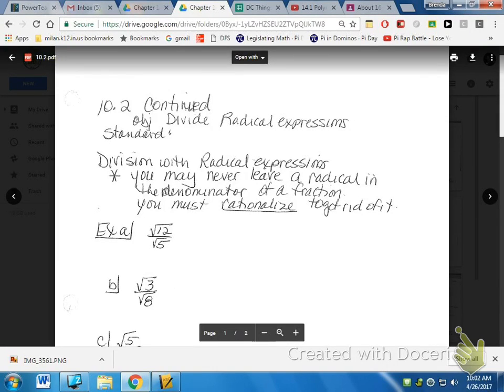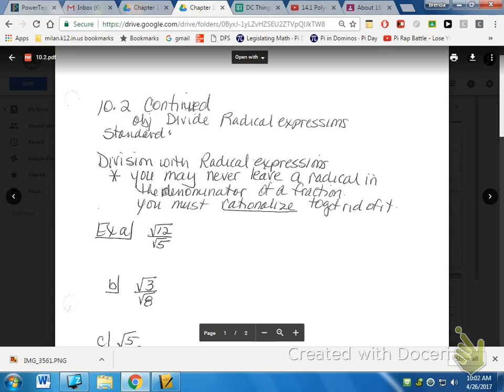Lesson 10-2 continued, and we are dealing with radical expressions. We're simplifying radical expressions. So this is day 2. Today's objective is to divide radical expressions. Yesterday we were simplifying and multiplying. Today we do division. Okay, so here's something that you've got to know.